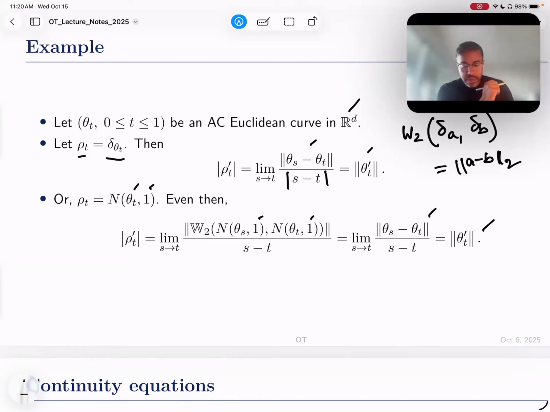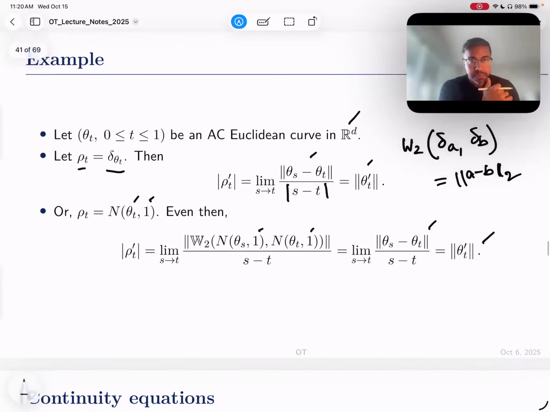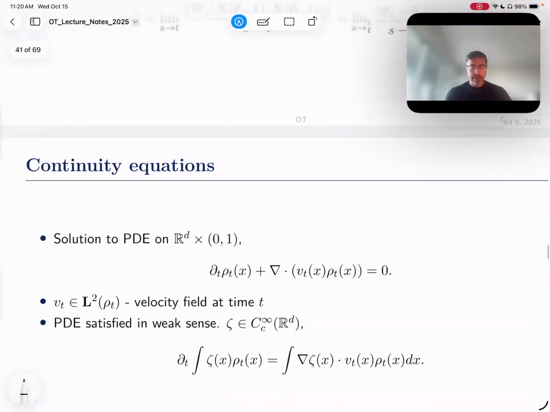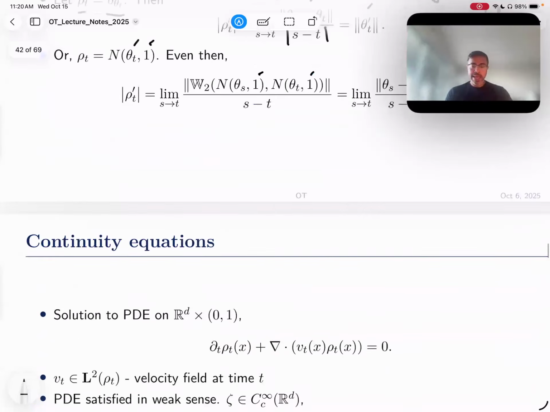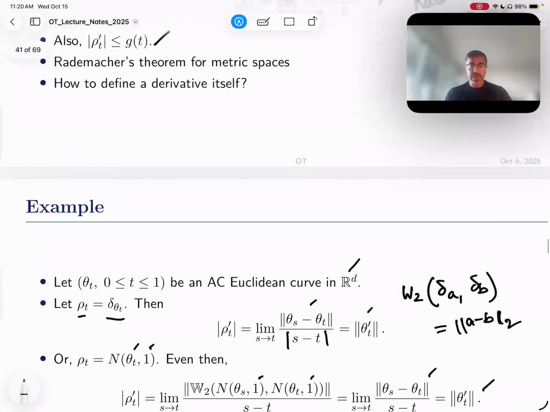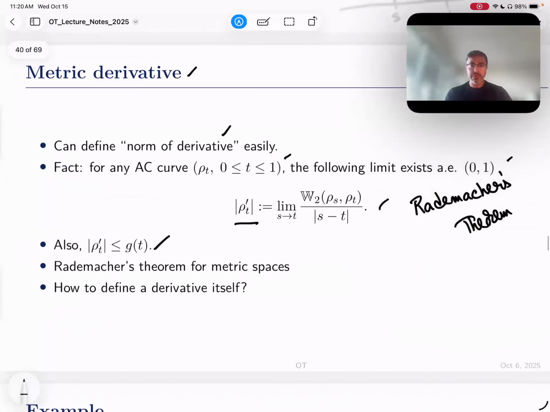Good. And so the Euclidean geometry, the picture of the Euclidean geometry, is somehow embedded in this picture in the Wasserstein geometry. Cool? Okay. How do I characterize absolutely continuous curves in the Wasserstein space? That's the main goal of today's lecture.